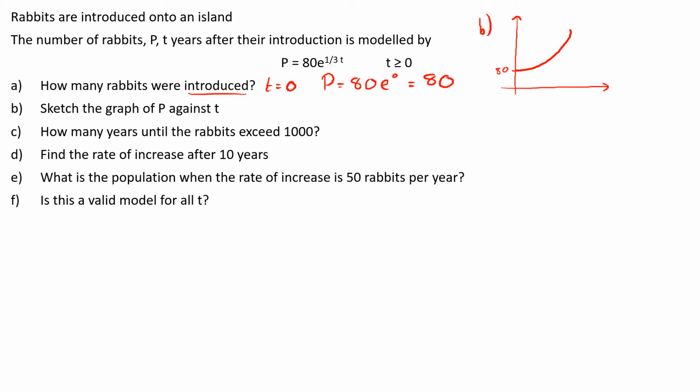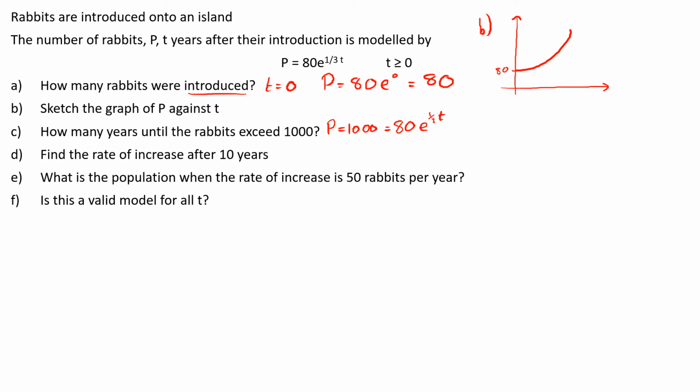What about C? How many years until the rabbits exceed 1,000? So what we want to find is when the population, which is p, is equal to 1,000. And we know that the population is equal to 80 e to the third t. So what can we do with that? Well, the first thing we could do is divide both sides by 80. Don't be tempted to take logs. We can only take logs when it's e to the power of something on its own.